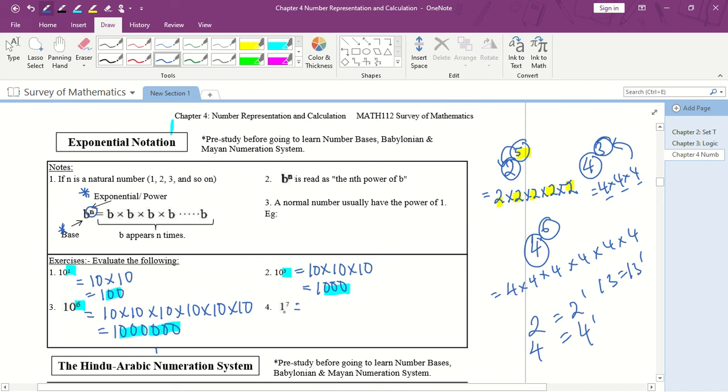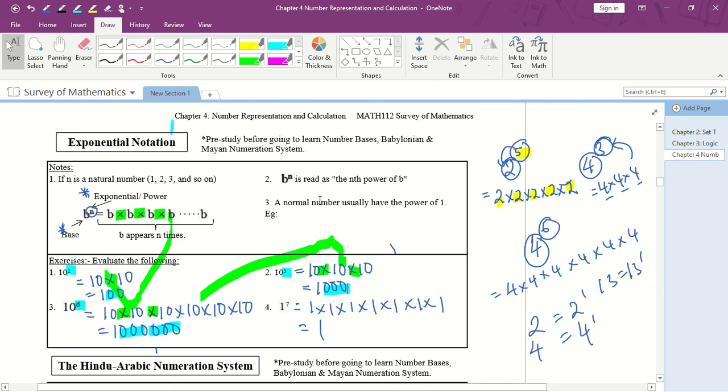And the last one, 1 power of 7. So 1 times 1 times 1 times 1, 5, 6, 7. 1, 2, 3, 4, 5, 6, 7. So 1 times 1 times 1 times 1 times 1 times 1 times 1 is equal to, the answer is 1. Okay, remember, exponential notation is talking about multiplication. All here are about multiplication. So remember, it is about multiplication.